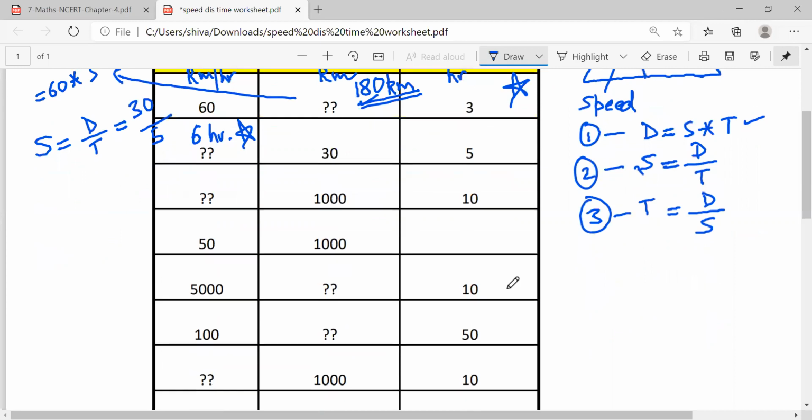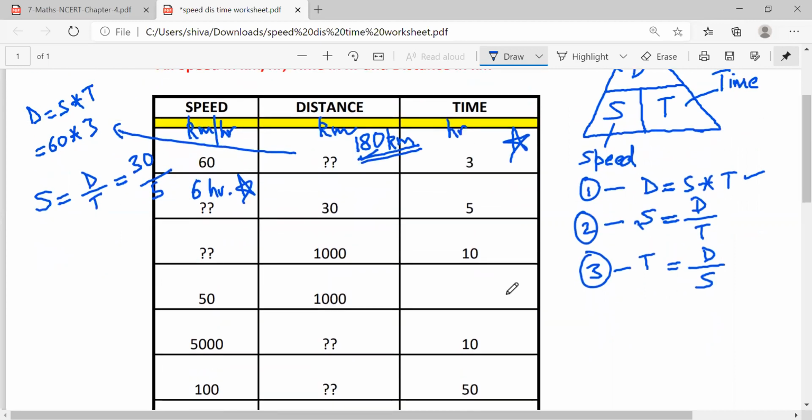Okay. Third question. What is the speed for the third question? 100 kilometers per hour. Okay. Speed is equal to 1000 kilometers upon 10 hours. So my speed would be 100 kilometers per hour. Very nice.